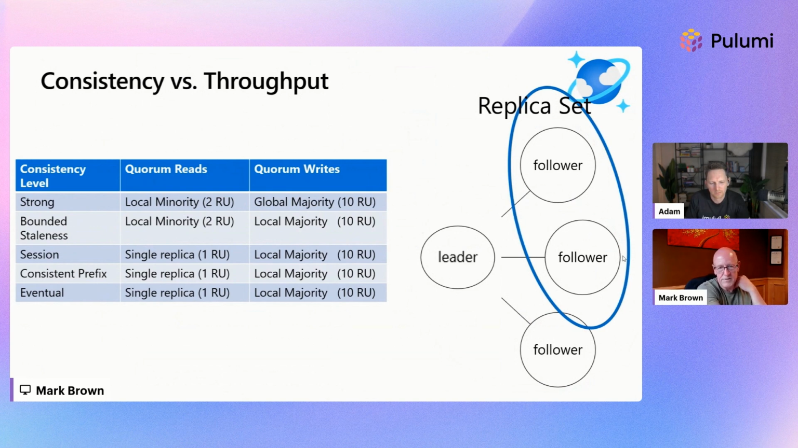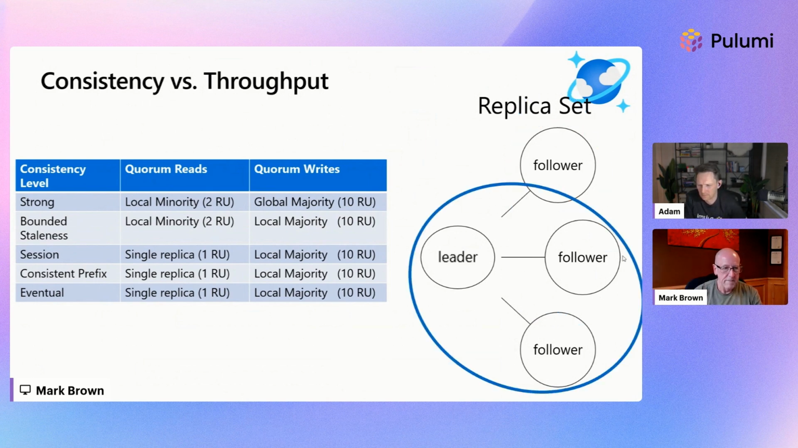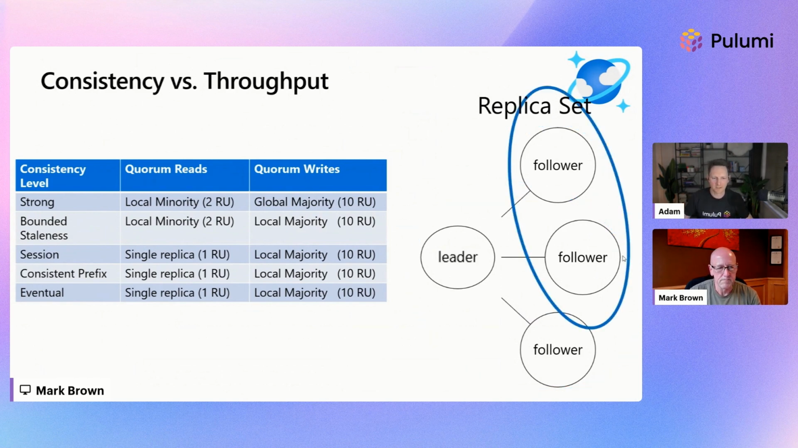It's of course not just within the region. It's going to be global, because when you write, it's not just writing to these 3 within a region. It's writing to those 3 in every region that you're configured for. So the write on strong consistency has to get an ack from everyone, but the read just has to pull from one. That's right. Or a local minority, which is 2 replicas.